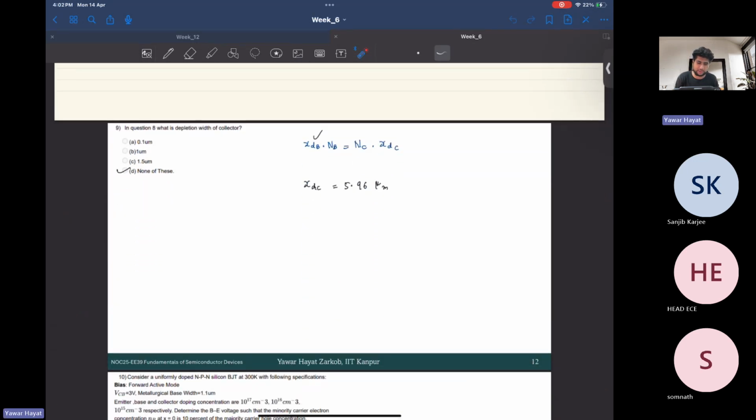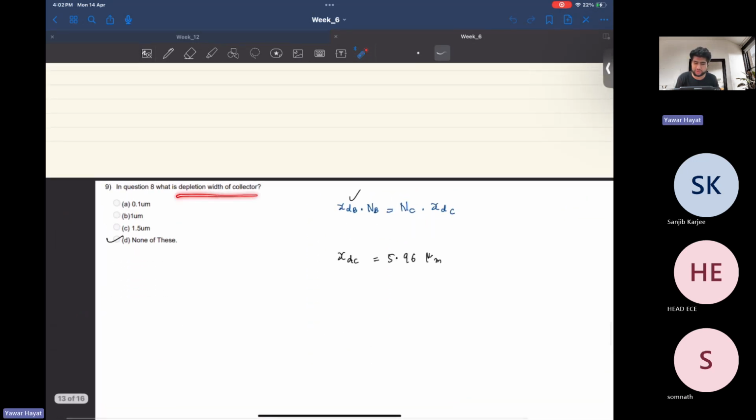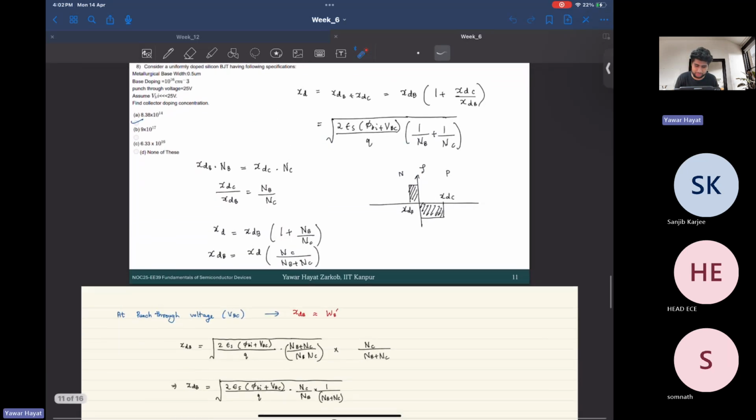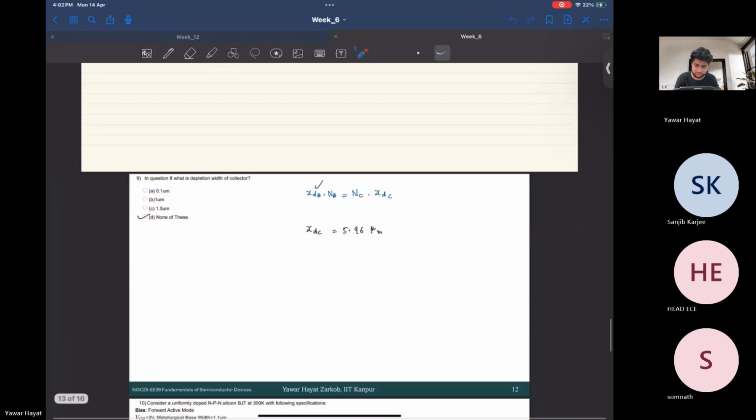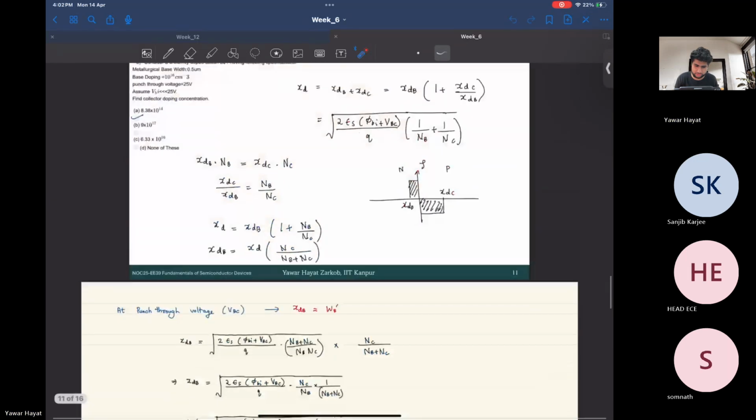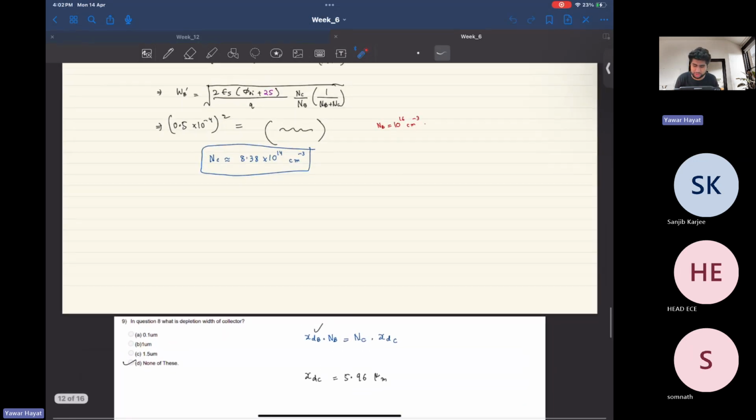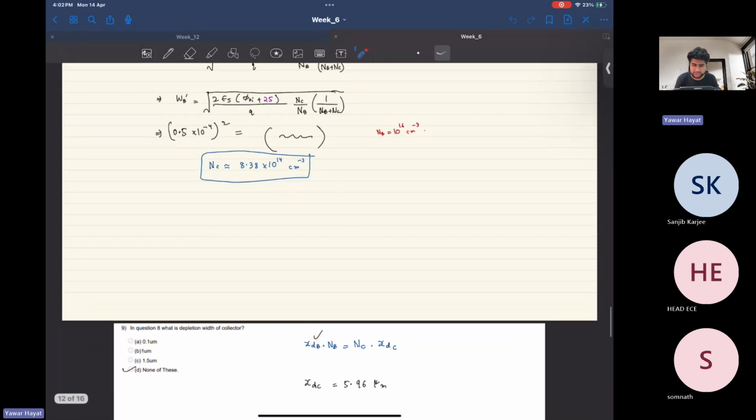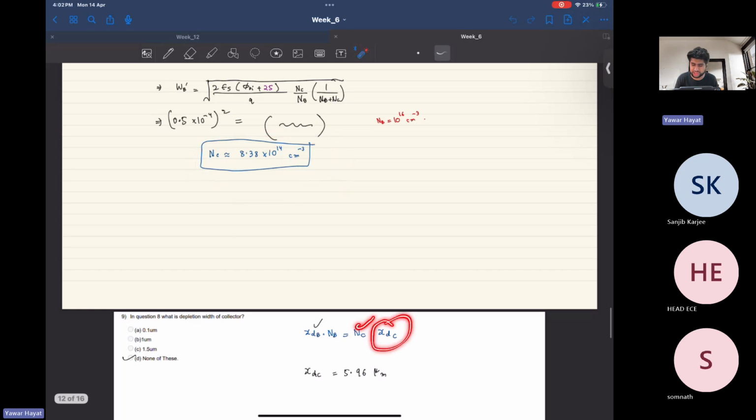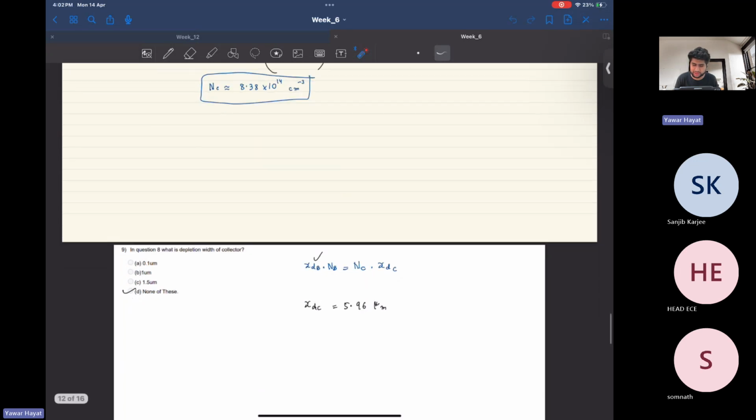So now in the last question, what is the depletion width of the collector? Since we knew this, XDB we computed, right? Did we compute XDB? Okay, if we consider the case of 0.3, yeah. So XDB was known, NB was known, collector doping we found out, so XDC can be computed. You can simply do the maths. What would be XDC?